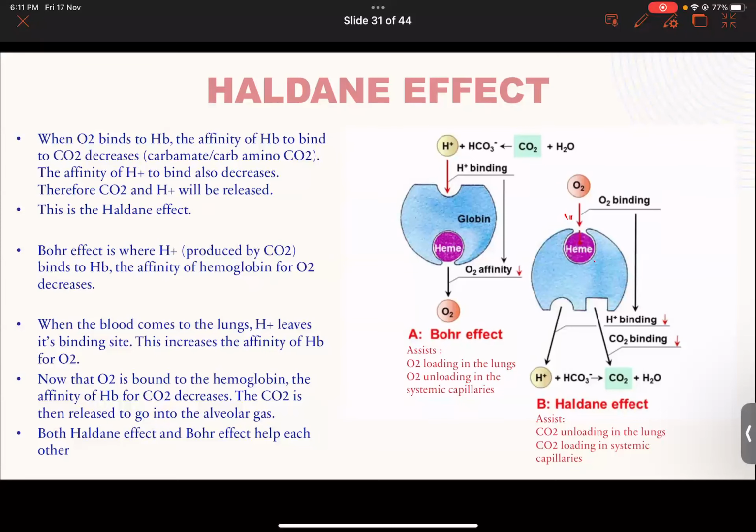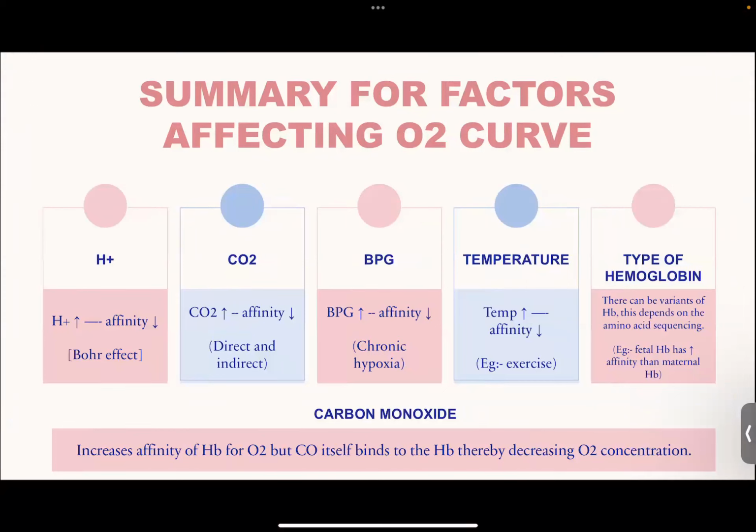Okay, so we're just going to summarize real quick. This is for the O2 curve. What about hydrogen? When hydrogen concentration increases, affinity decreases, and this is part of the Bohr effect. When CO2 concentration increases, affinity decreases. Affinity decreasing means the curve shifts to the right. BPG increases, affinity decreases, curve shifts to the right, and this happens in chronic hypoxia. Temperature increases, affinity decreases. This is significant to us in exercise when our muscles need to work.